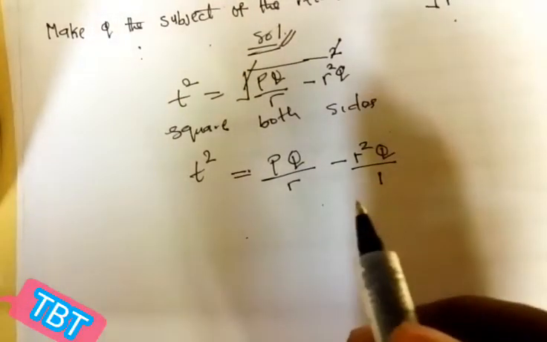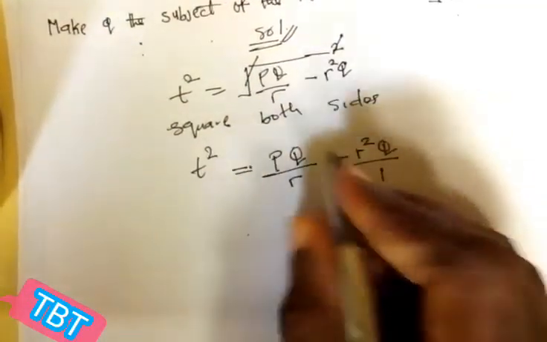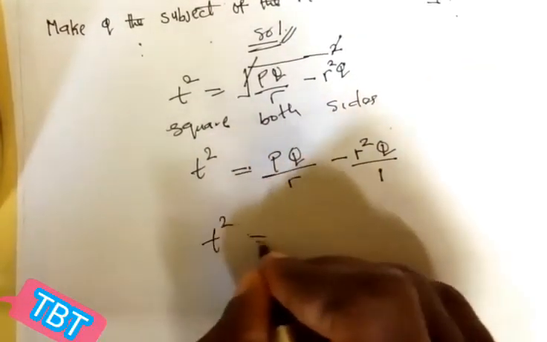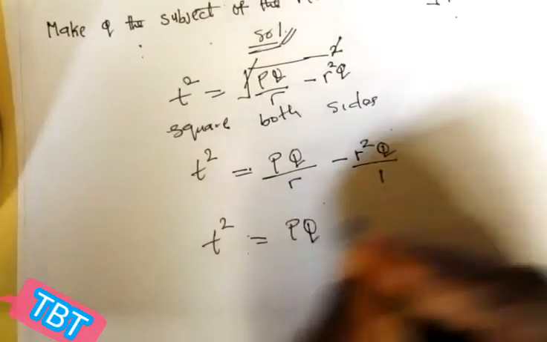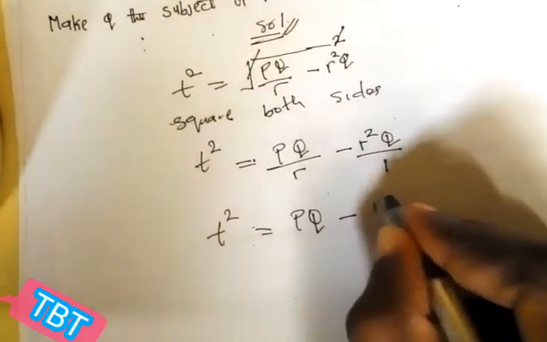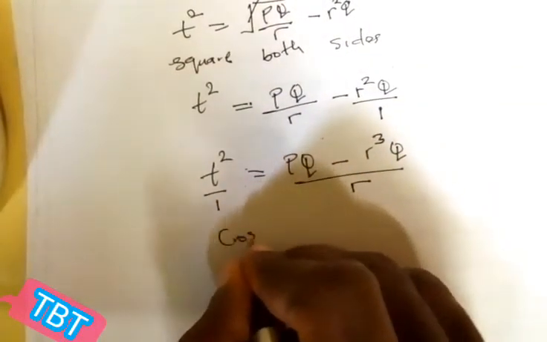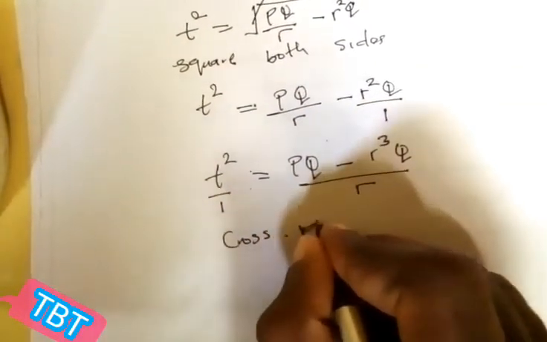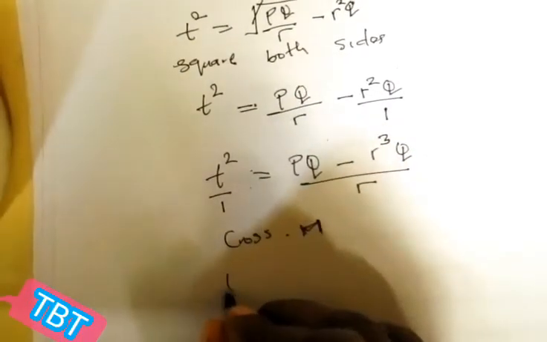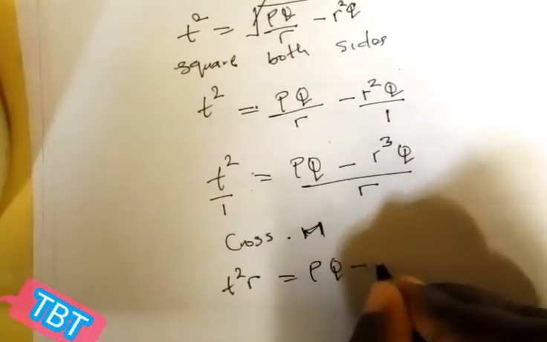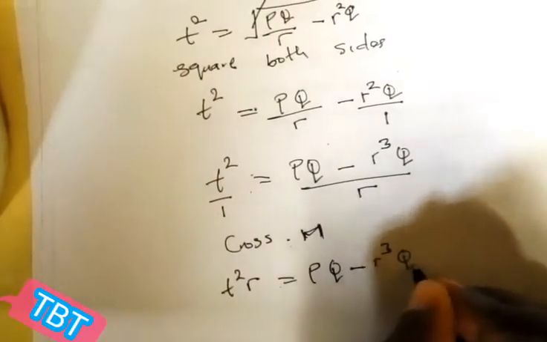Now my targeted variable is Q. We should note that I'm going to make it a single fraction just like we did in the previous example. T squared is equal to PQ when I cross multiply, minus R cube Q over R over 1. Now I'm going to cross multiply again. Cross multiply. So here I have T squared R is equal to PQ minus R cube Q.